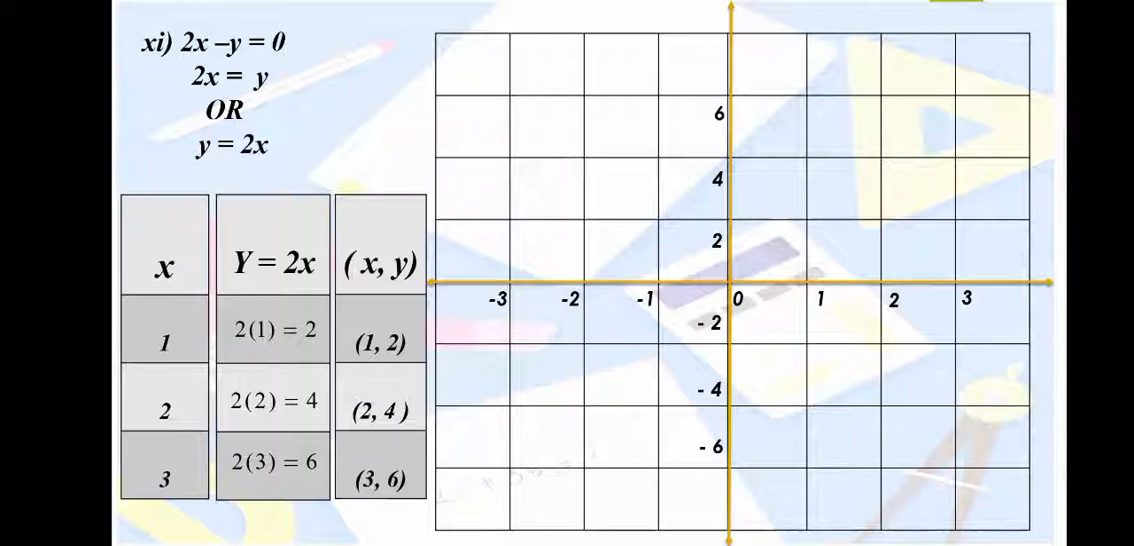The first ordered pair is 1 and 2. Here 1 is the value of x and 2 is the value of y. 1 and 2 intersect at this point. Mention the ordered pair. Then 2 and 4 intersect at this point. Mention the ordered pair 2 and 4. 3 and 6 intersect at this point. So for 3 and 6 you have to mention the ordered pair. After mentioning the ordered pairs and plotting the points, you have to join them with a line. So this is the graph of y is equal to 2x.